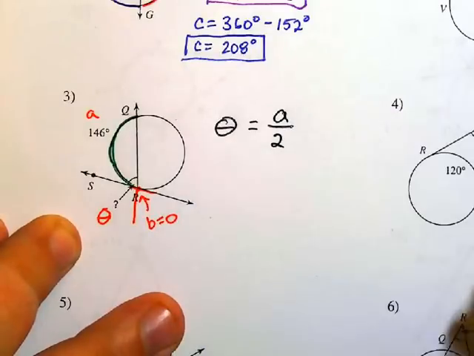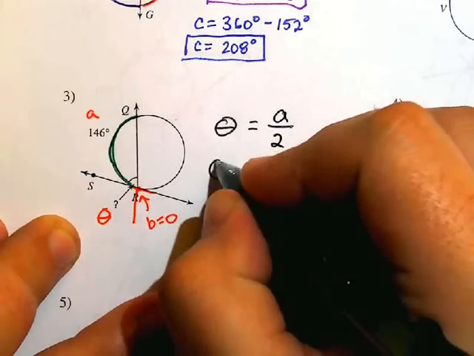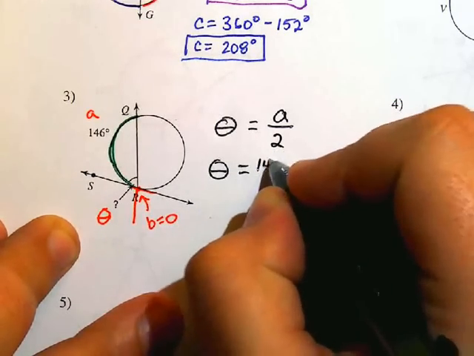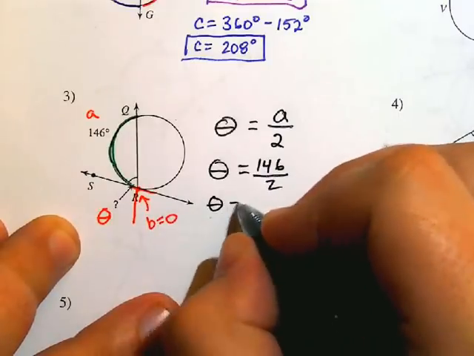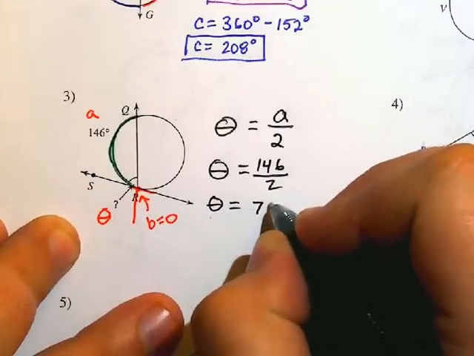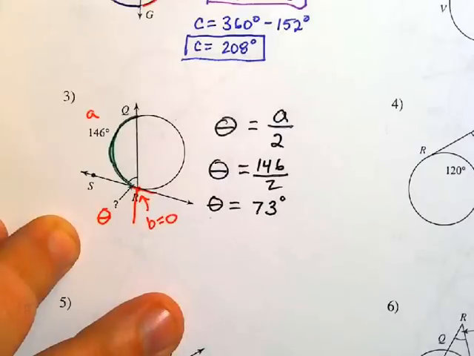If I multiplied both sides by 2, I'd get 2 theta equals A. But let's go ahead and plug in what we know. We don't know theta. We do know 146 is A. So that means theta equals 73 degrees.